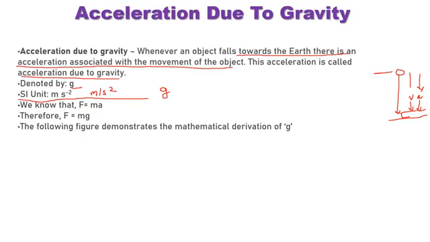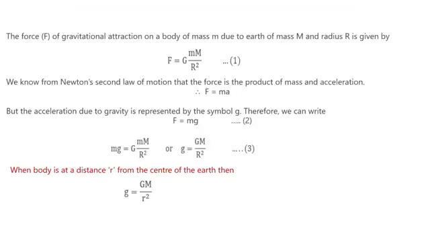To start with the derivation of g, we should know that the force which is acting on an object is nothing but mass into acceleration according to Newton's law. The acceleration which is produced in a free falling body is due to the gravitational pull of the earth. So we say that this acceleration is nothing but acceleration due to gravity, which is represented by small g. Now let's derive it further.